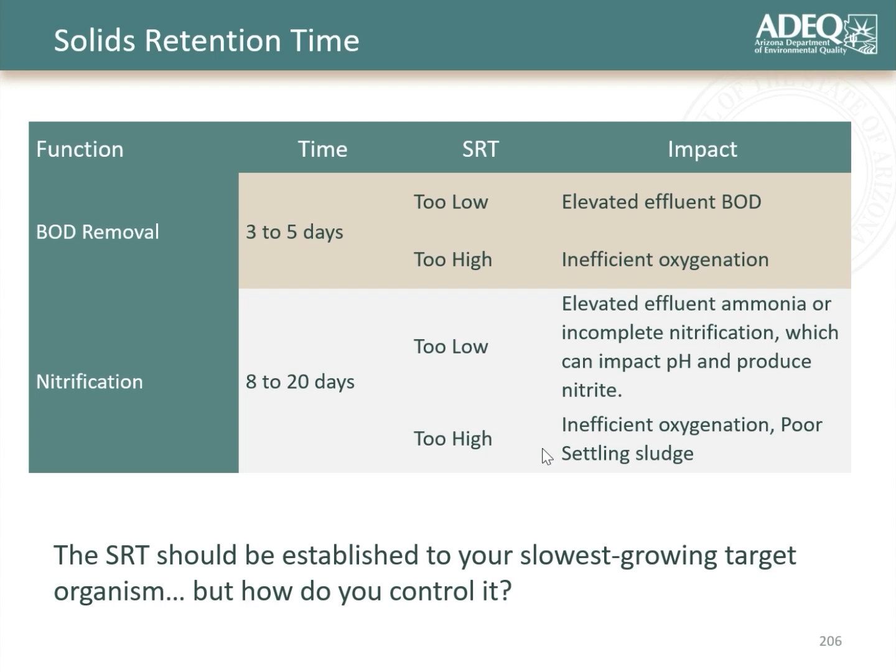Whatever you operate your SRT at should be established based upon the slowest growing target organism you're looking to keep. If you're only trying to do BOD removal, your retention time should be 3 to 5 days. But if you're looking for nitrification, you want to have between 8 to 20 days, depending upon your system operation and design, and temperatures as well.